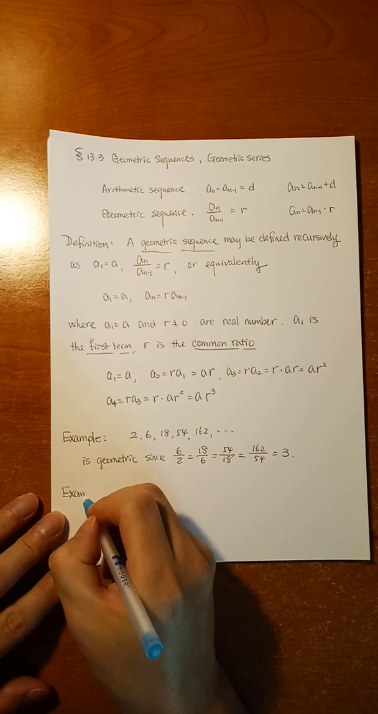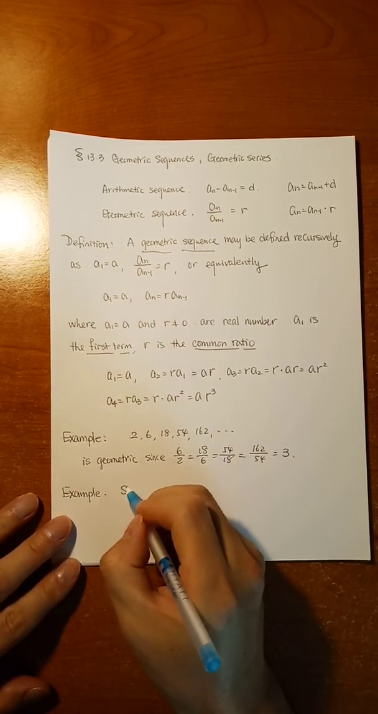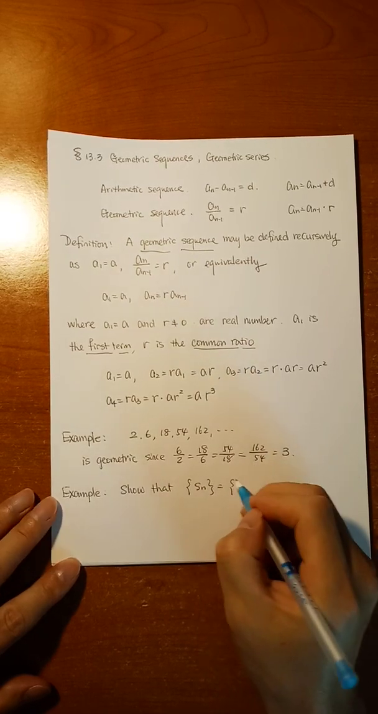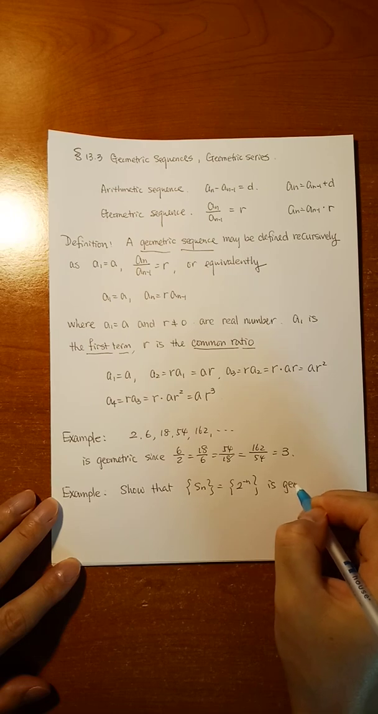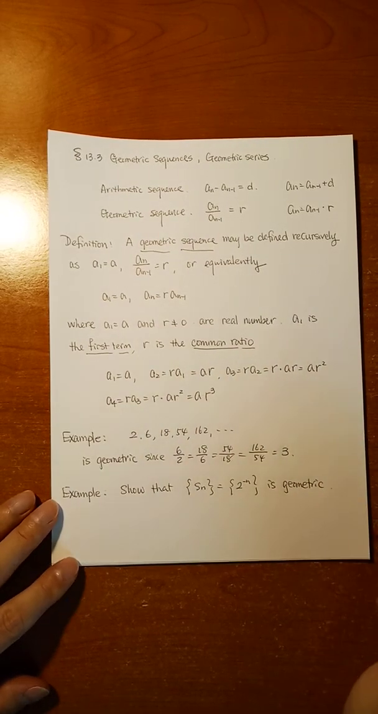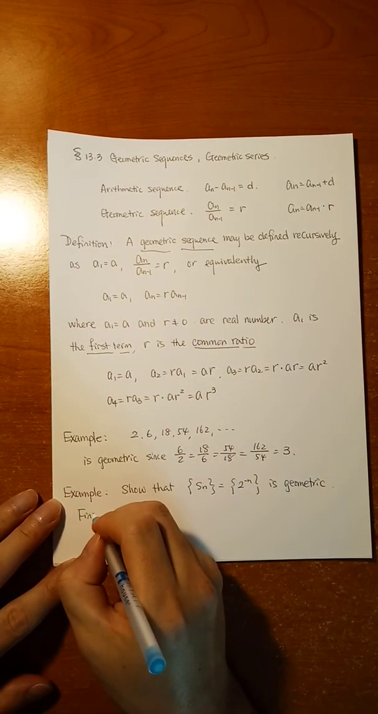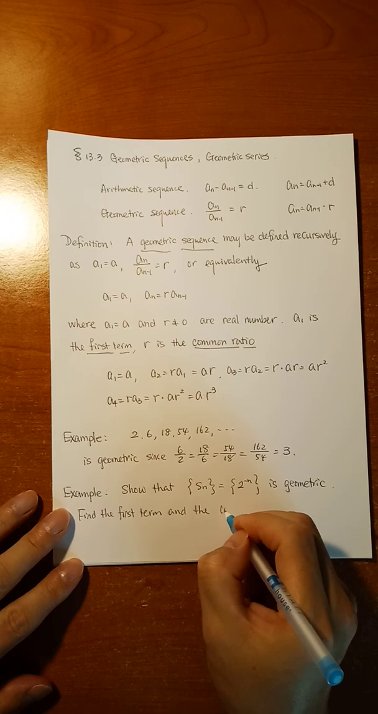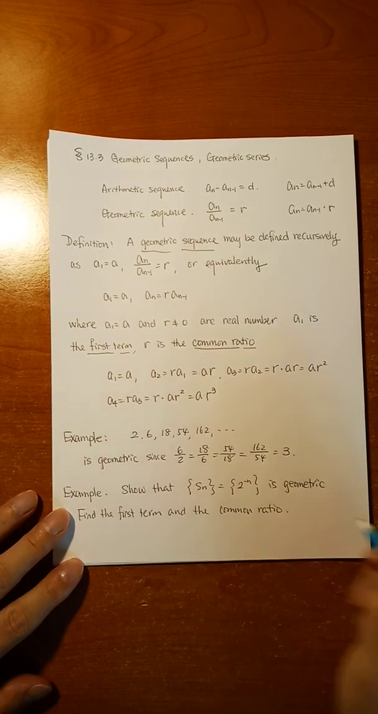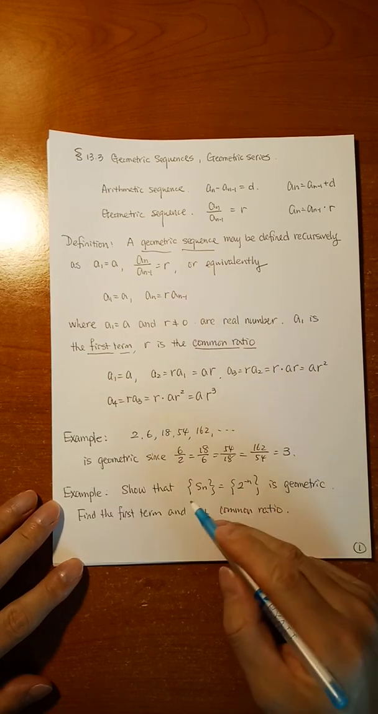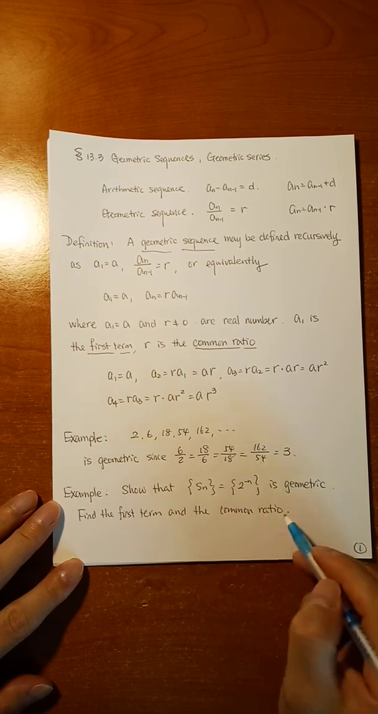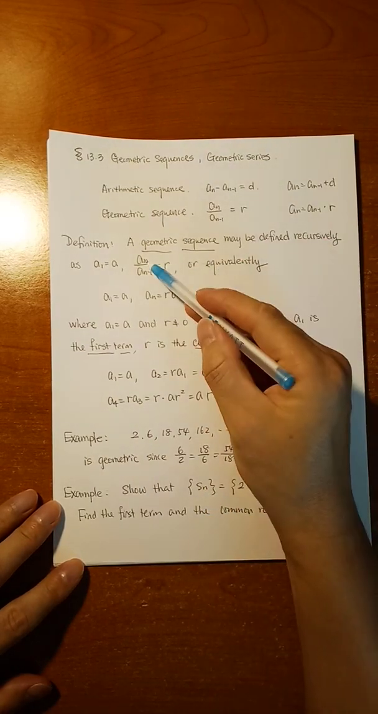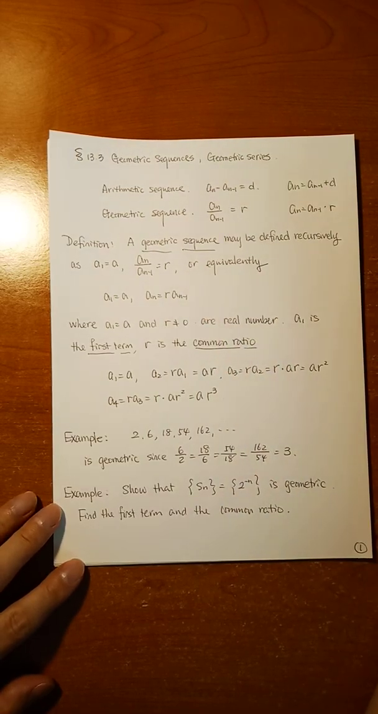And next, let's make some proof. Show that this sequence is geometric. To show it's a geometric sequence, find the first term and the common ratio. If you can prove the sequence is geometric, then of course the ratio will be the common ratio. You let n be 1, you will get the first term. Okay? So the main thing is that you have to verify S_n over S_{n-1} is a fixed number r. Okay?